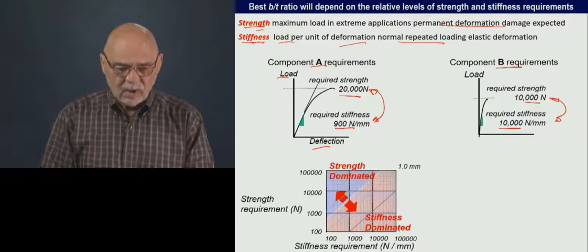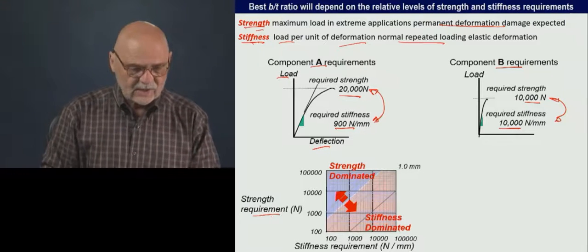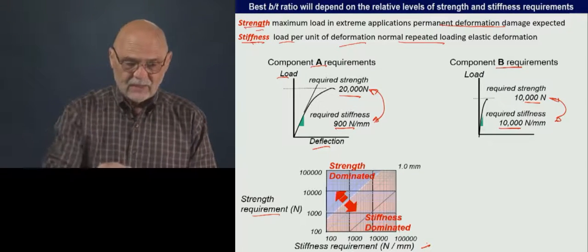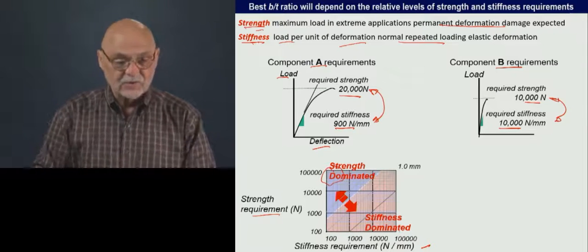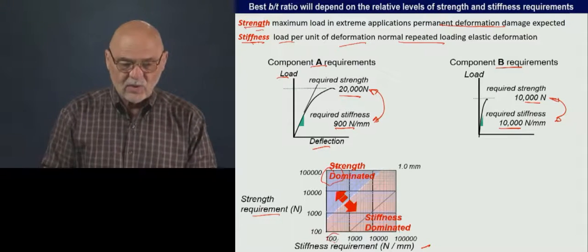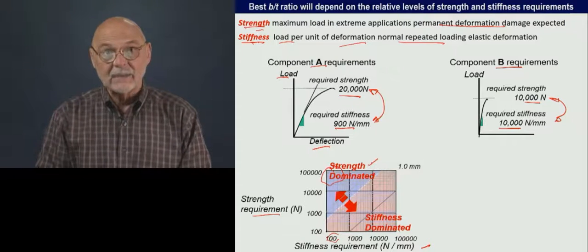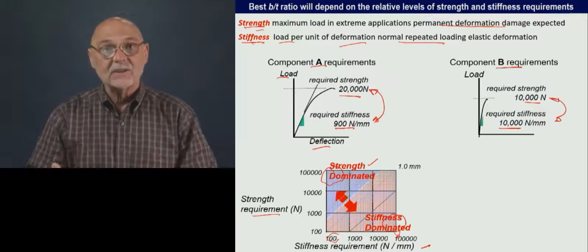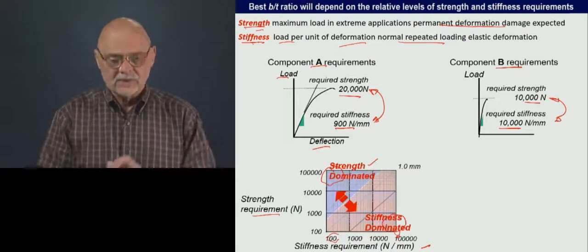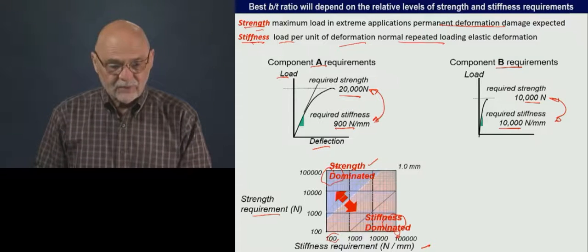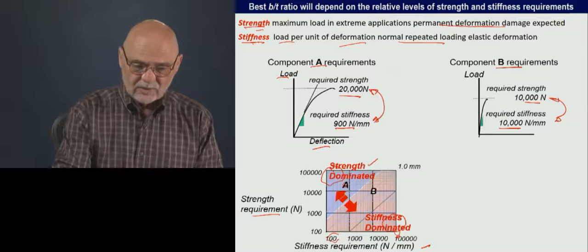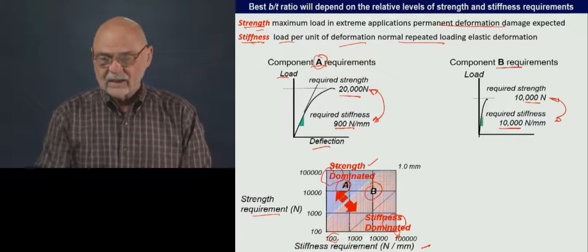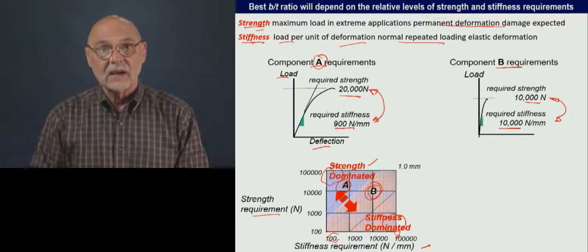quantities. And if we were to plot on a chart like this what the strength requirement is and what the stiffness requirement is, if we're in this zone here where we have very high strength required, not so high stiffness requirement, we'd call that a strength-dominated design. If we were down here where we are requiring a very high stiffness but not so high strength, we'd call that a stiffness-dominated design. And for components A and B here, we're in two different regions. One is in the strength-dominated area. Component B lies more towards the stiffness-dominated area.